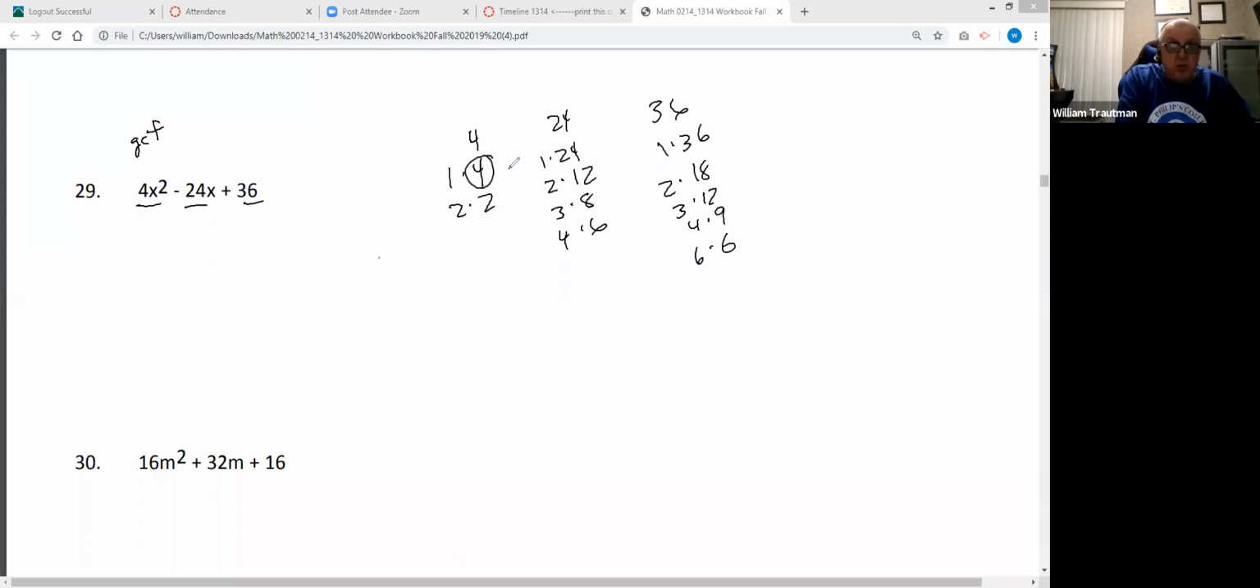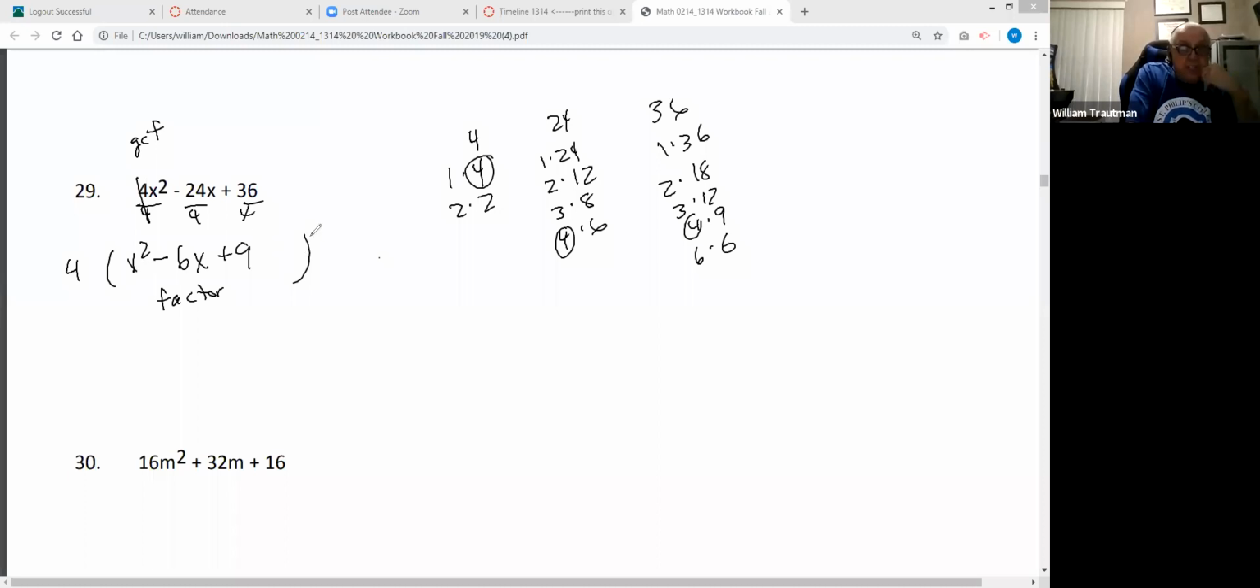The largest number in all three that is in all three is 4. So if you notice, a 4 factors out. 4 divided by 4 is 1x squared. Negative 24 divided by 4 is a negative 6x. And 36 divided by 4 is 9. So I have the 4 in front. I have this parentheses. I'm now going to factor the parentheses.